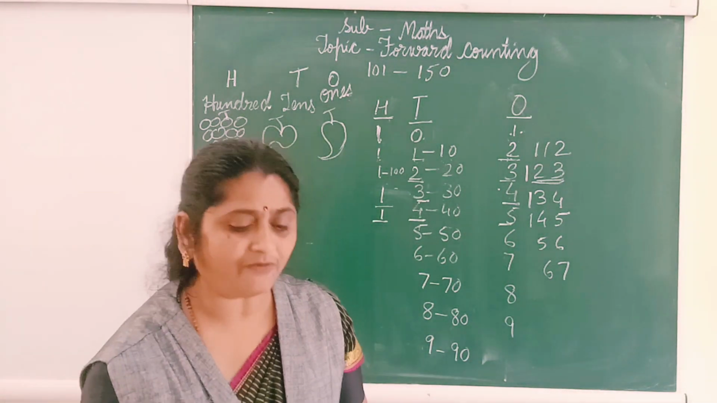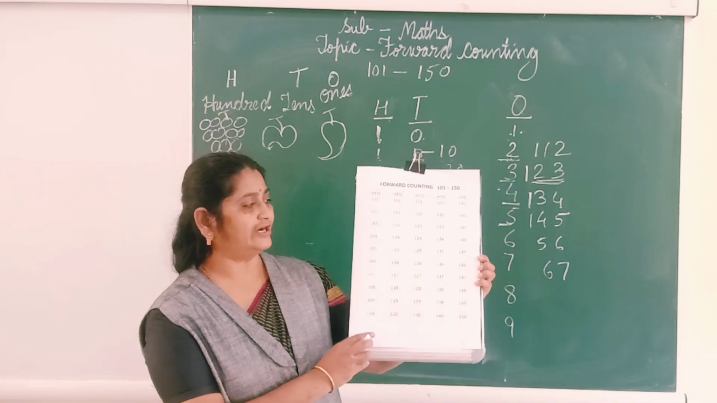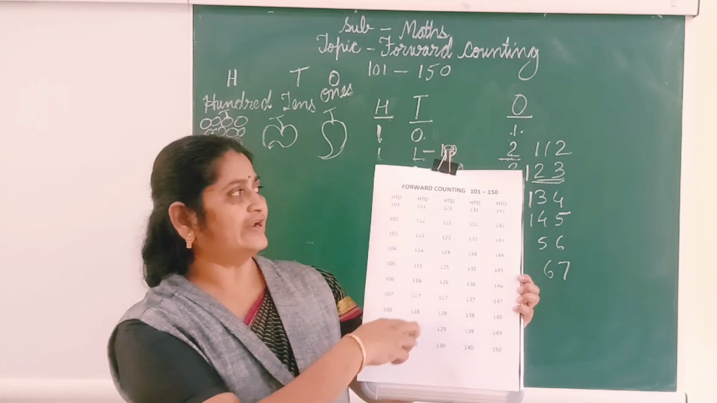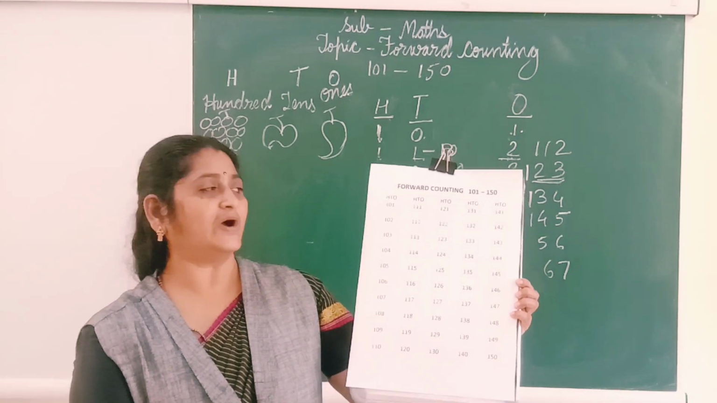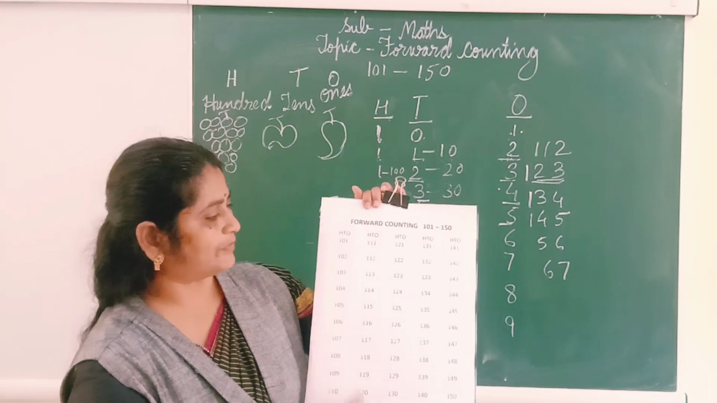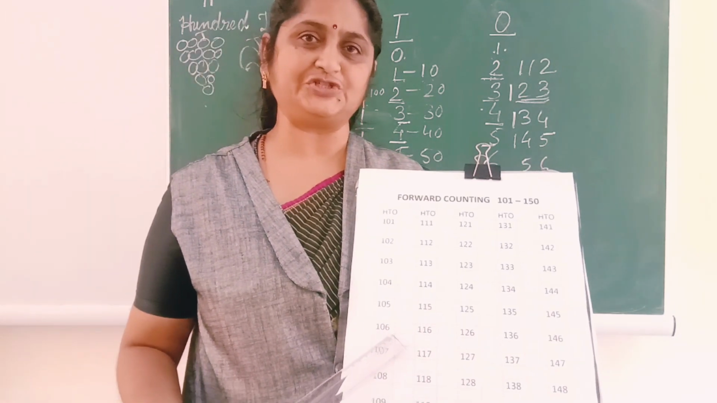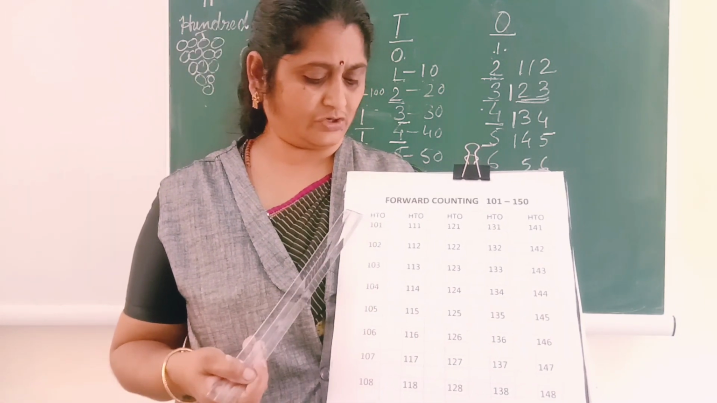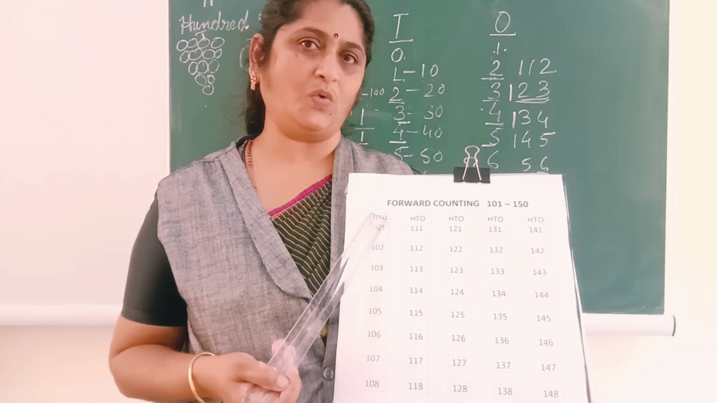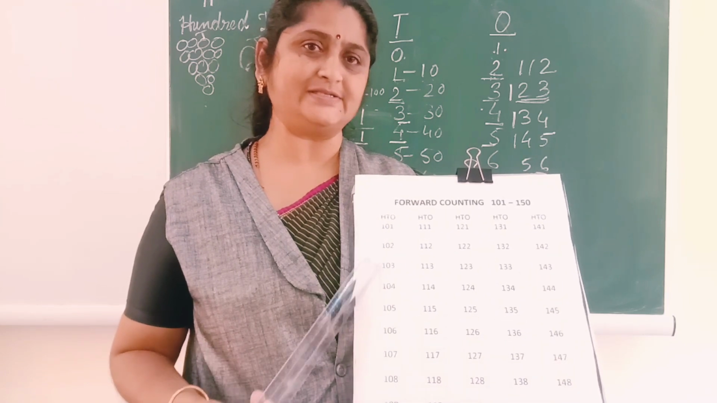With the help of this sheet which I have already prepared for you children, forward counting from 101 to 150, I will help you out how to read these numbers. So you can see I have already prepared this sheet for you all. On the top I have written HTO.